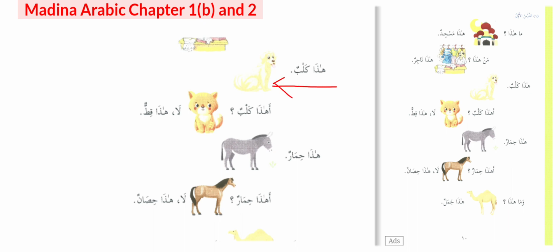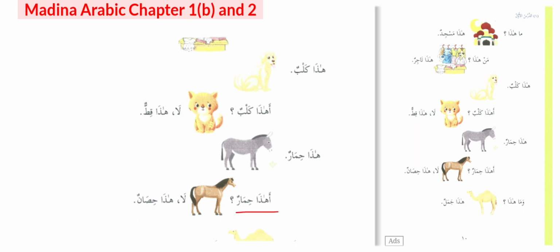This is a dog, so haza kalbun. Okay, ahaza kalbun, is this a dog? La, haza qittun. Okay, qittun, English word kitty. Qittun, kitty, derived from qittun. La haza qittun. Haza himarun. What is this? A donkey. Haza himarun. This is a donkey.